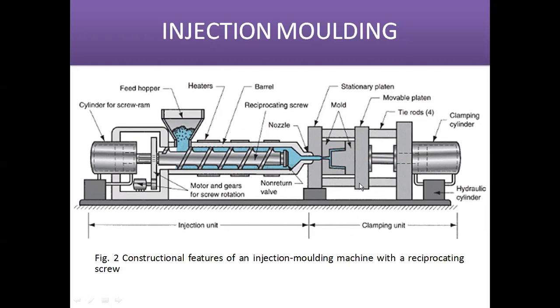In the clamping unit, you can see there are two platens. One is the stationary platen, another one is the movable platen. In the stationary platen, one half of the mold is connected, and in the movable platen, the other half of the mold is connected. After the solidification takes place, the movable platen moves along this side, and then we can eject the finally molded material. So that is the total process of injection molding. Clear?